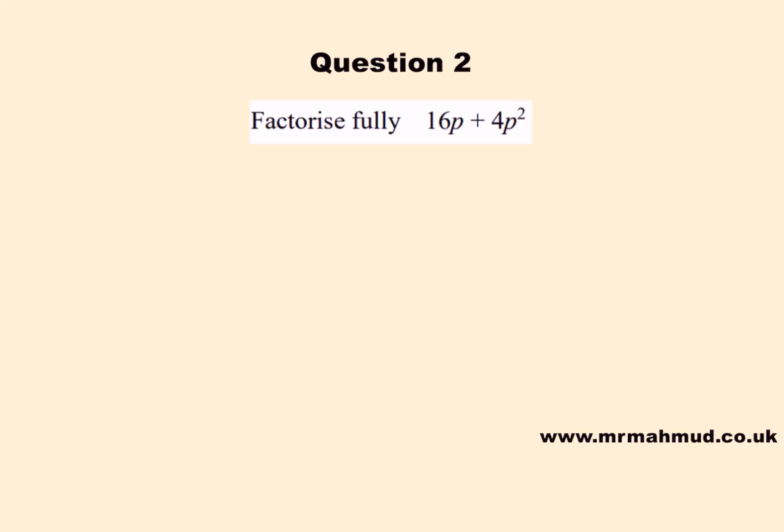Question 2, factorize fully. So we need to put them in brackets. The highest common factor of 16 and 4 is 4, and for p and p squared, the highest common factor is p. 16p divided by 4p is just 4, and 4p squared divided by 4p is just p. A good way to check this answer is by multiplying out the brackets. So 4p times 4 is 16p, and then 4p times p is 4p squared.